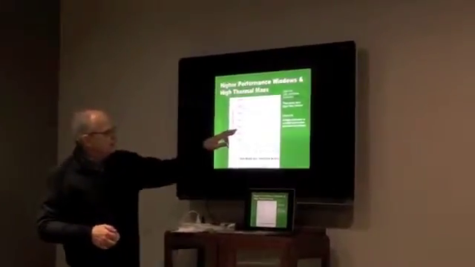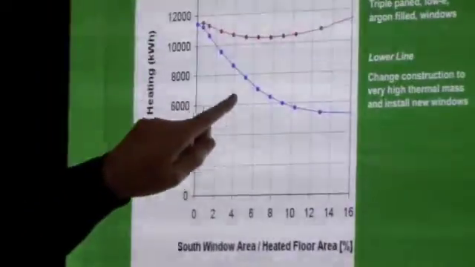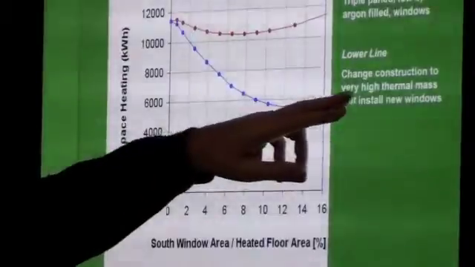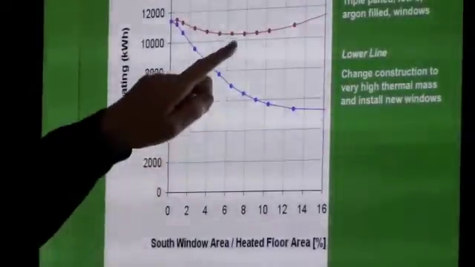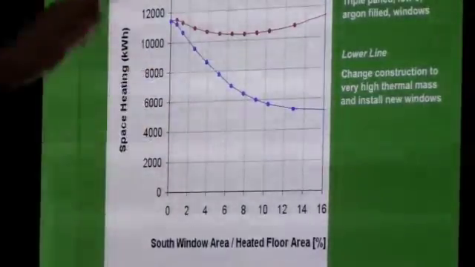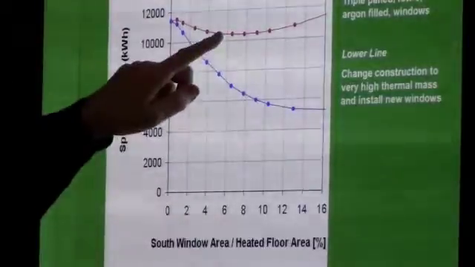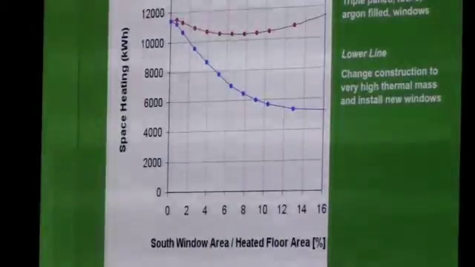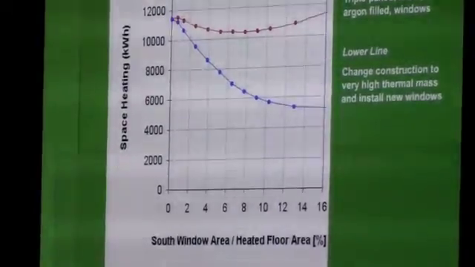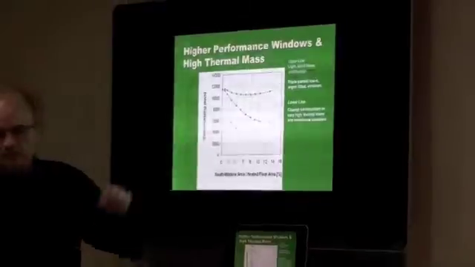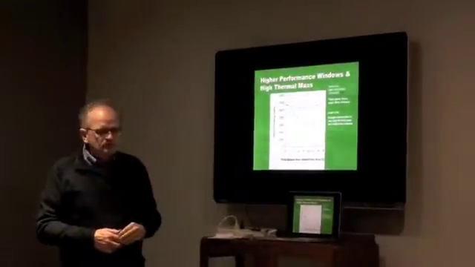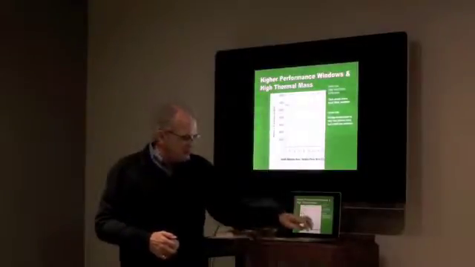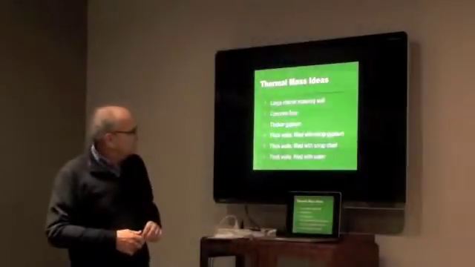And again here, just going down to this one here, the combination of installing better windows like these ones here, and then putting in very high thermal mass, we could knock it down from where we are right now at about 10,500 to about 5,500. So we could, just with the passive technology, go almost a 50% reduction in the space heating requirement. But it would break the bank to do that.